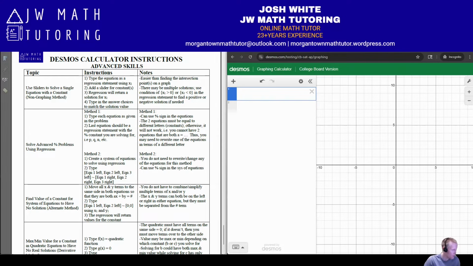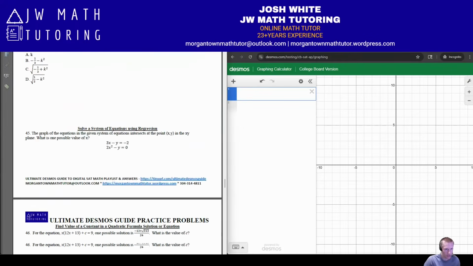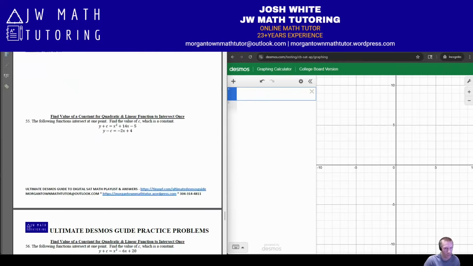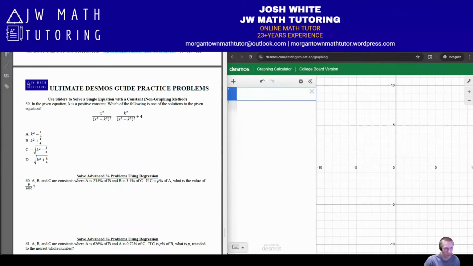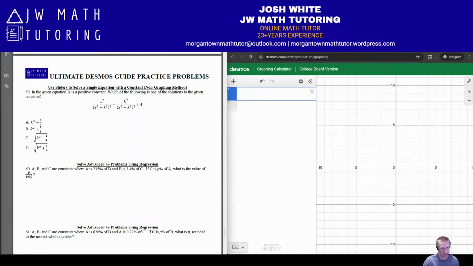So this is going to be, basically in the packet now, starting at the top of page 18, problem number 59. So here's my equation. K is a constant. Which of the following expressions is a solution to this equation? All right. So all we need to do is type in again this whole equation, but I'm going to change the x's to x1s. Quantity squared, replace the equal sign with a tilde.